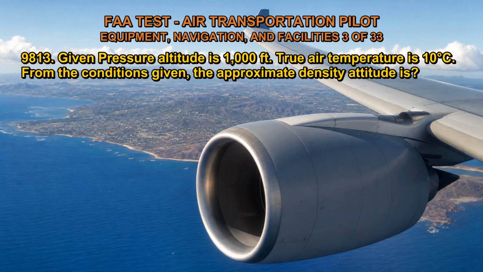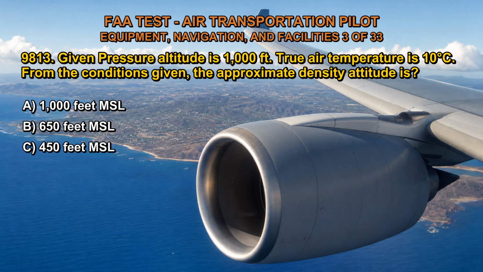9813. Given pressure altitude is 1,000 feet, true air temperature is 10 degrees Celsius. From the conditions given, the approximate density altitude is A. 1,000 feet MSL. B. 650 feet MSL. C. 450 feet MSL.